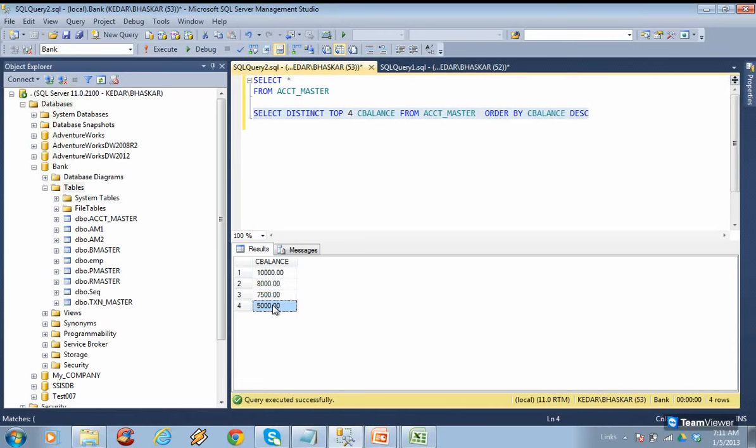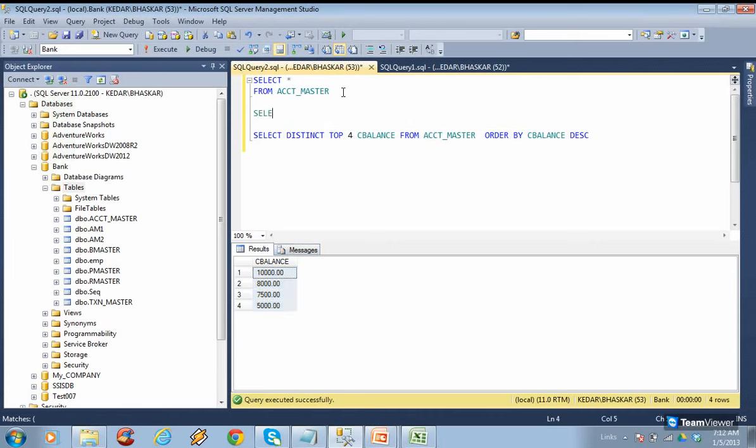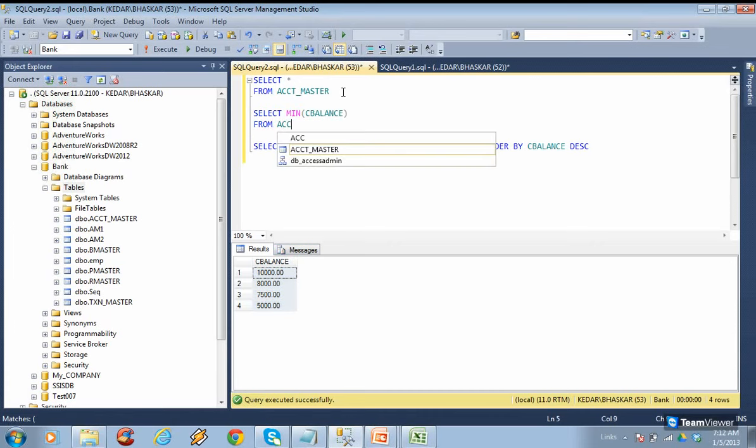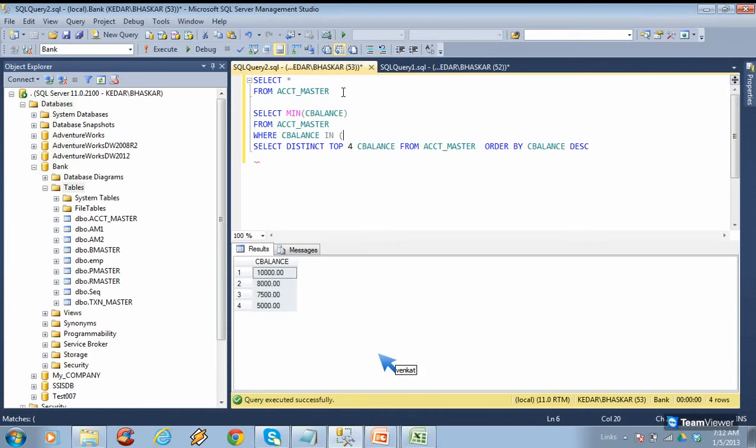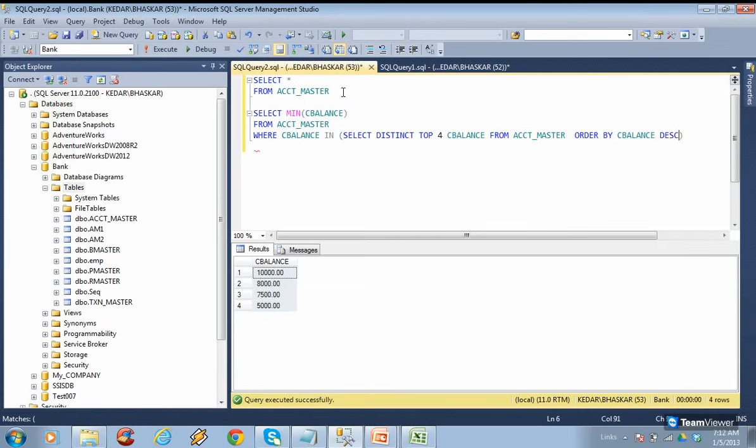Now I don't need all of them. I need 5,000 only. So how do I get only the 5,000? Within this, you find out the minimum. So how do you find out the minimum? Right, like this. Balance. Okay. From which table? From the account master table. Where balance, open the bracket and get this balance there. These four values would be supplied, and it will find out the minimum balance. The minimum balance is 5,000 rupees.